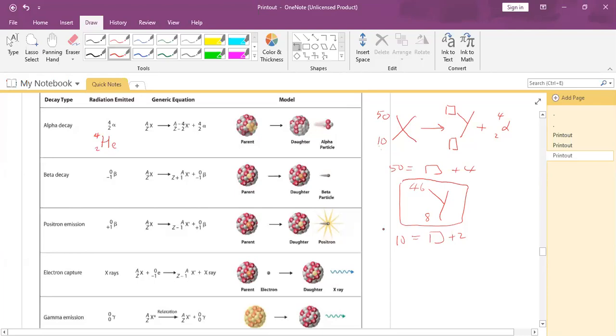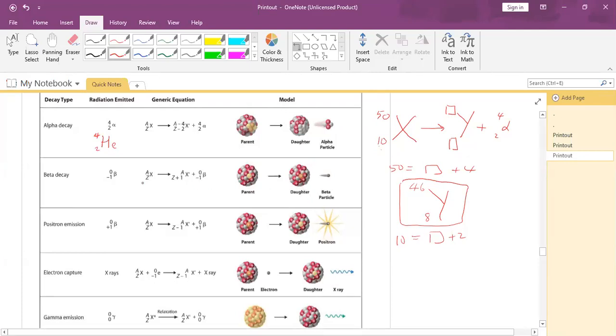So you have questions similar to this. Make sure the masses add up. Left and right should balance like this. The sum of those numbers. Okay, so that's one way.